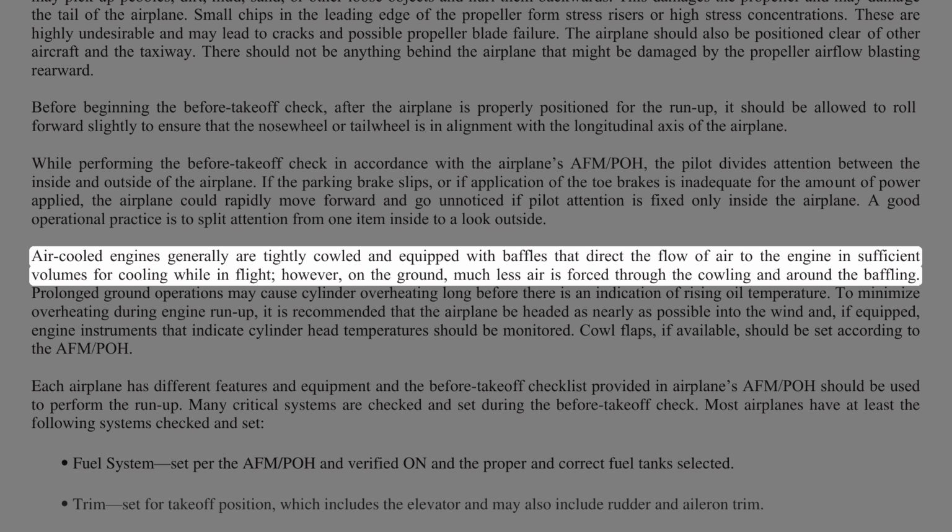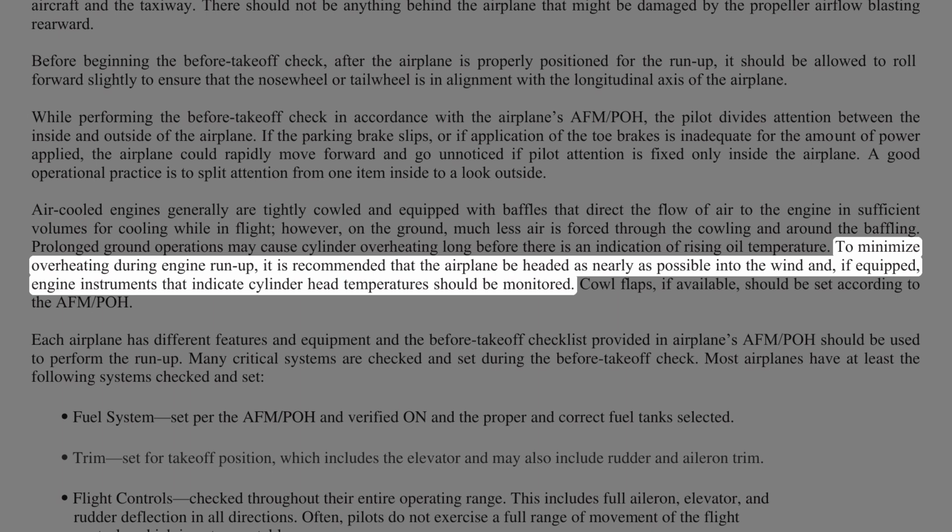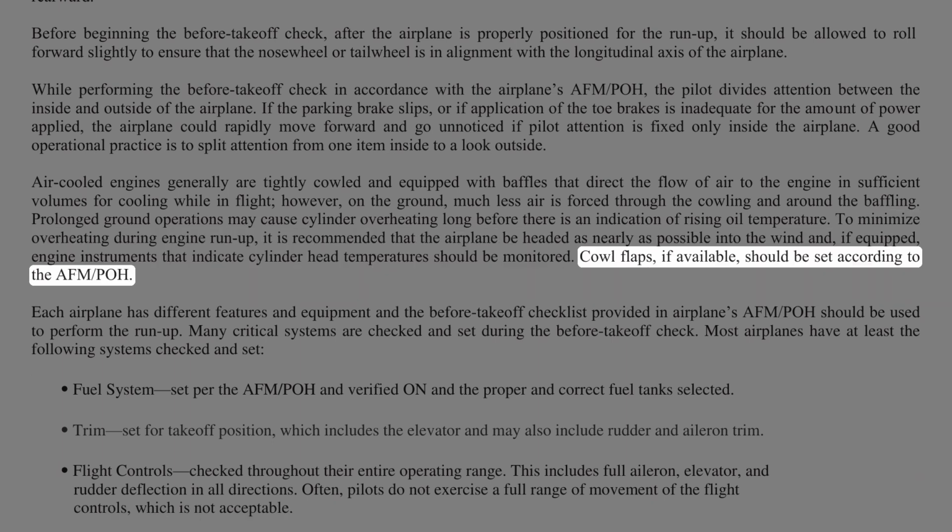Air-cooled engines generally are tightly cowled and equipped with baffles that direct the flow of air to the engine in sufficient volumes for cooling while in flight. However, on the ground, much less air is forced through the cowling and around the baffling. Prolonged ground operations may cause cylinder overheating long before there is an indication of rising oil temperature. To minimize overheating during engine run-up, it is recommended that the airplane be headed as nearly as possible into the wind and, if equipped, engine instruments that indicate cylinder head temperatures should be monitored. Cowl flaps, if available, should be set according to the AFM, POH.